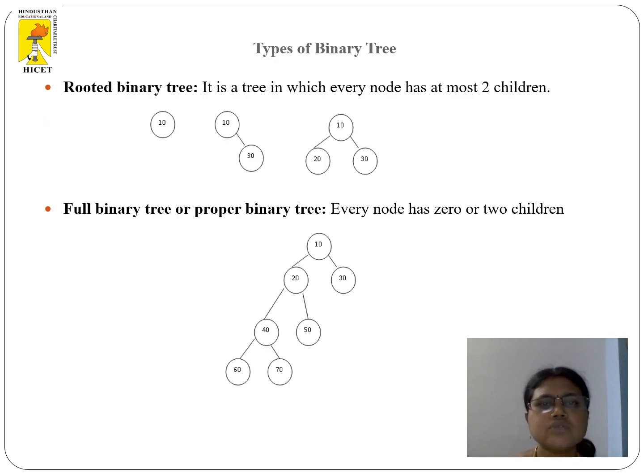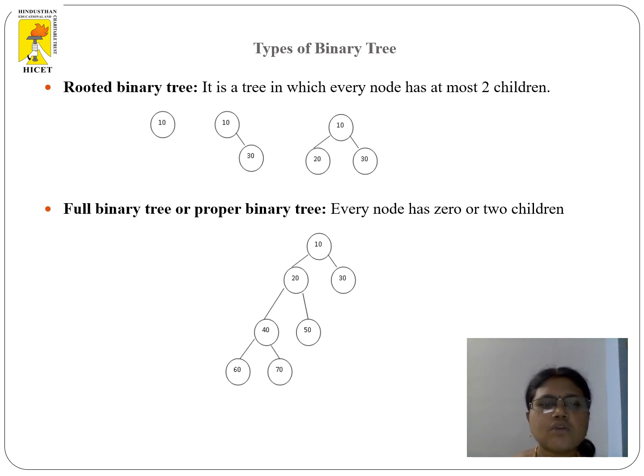Next, we are going to see the various types of binary trees that can be represented. Getting to the first type of binary tree, it is the rooted binary tree. The example diagrams are about rooted binary trees. It is a tree in which every node can have at most 2 children. All these are examples of a rooted binary tree.